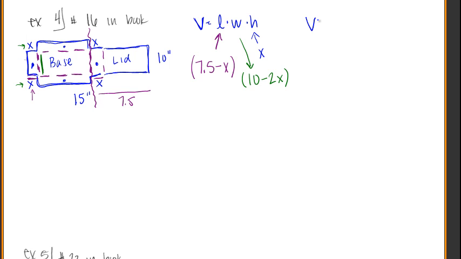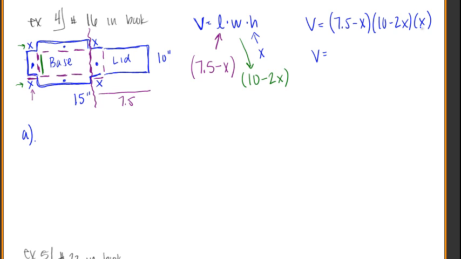So volume is going to equal the length, so 7.5 minus x, times the width, 10 minus 2x, times the height, which is just x. And to finish out part A, we'll come over there and we'll write that. But let's multiply this together.